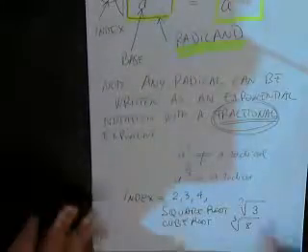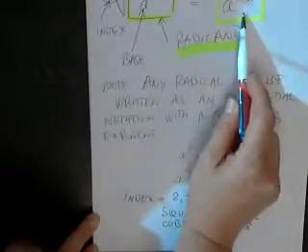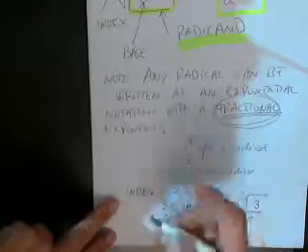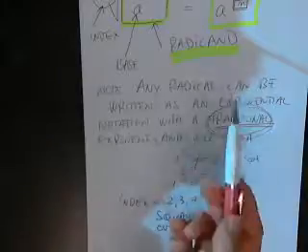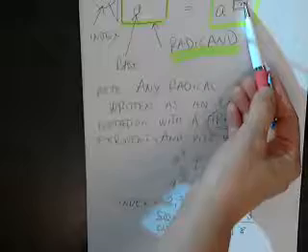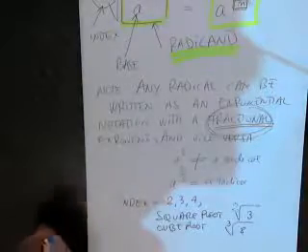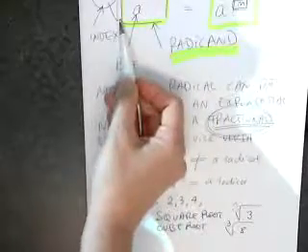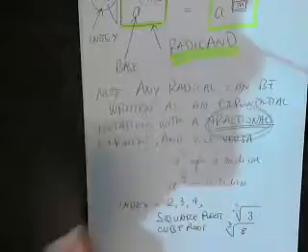Now, a couple of very important properties of the radical. Any radical can be written as an exponential notation, but it's mandatory that its exponent is a fraction. And vice versa. What does that mean? Any exponential notation that has a fractional exponent can be converted into a radical. If this is not a fraction, then you cannot convert it into a radical. If it is a radical, you will always convert it into an exponential notation, which has a base and a fraction as exponent. Okay, questions?